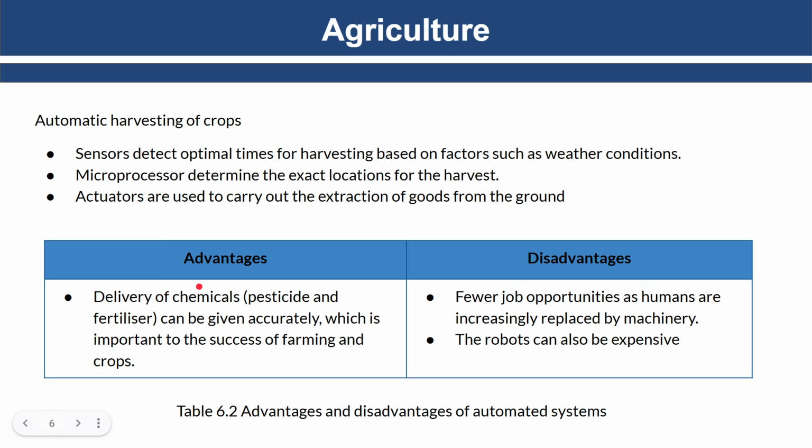Now, what are the advantages and disadvantages of using automated system in agriculture? Okay, so we have delivery of chemicals such as pesticide and fertilizer can be given accurately, which is important to the success of farming and crops. The disadvantages: fewer job opportunities as humans are increasingly replaced by machinery, and the robots can also be very expensive.